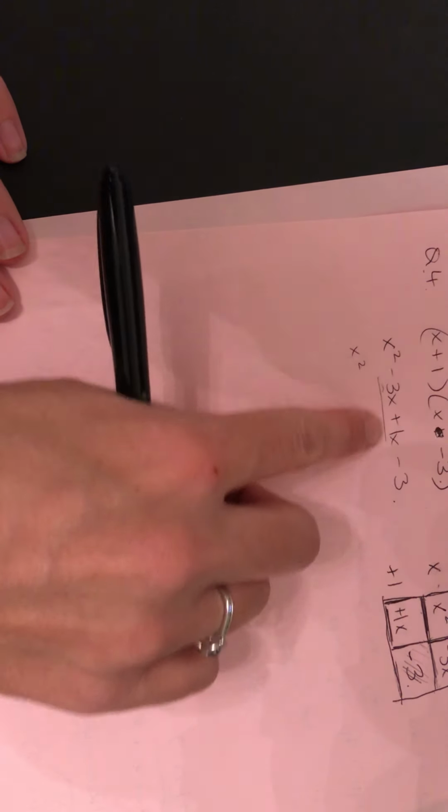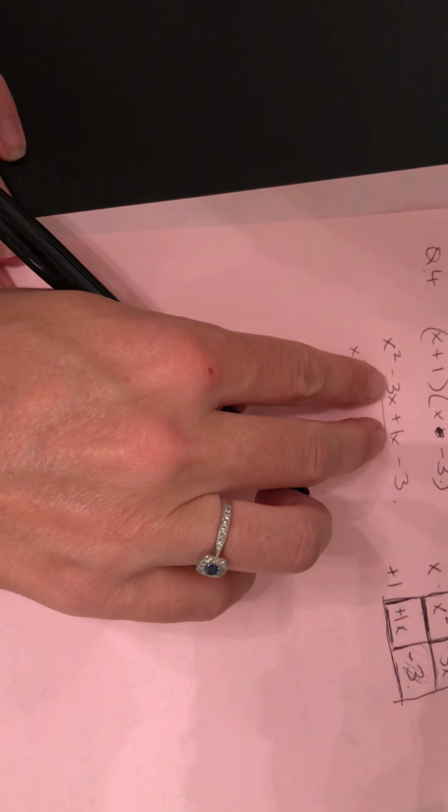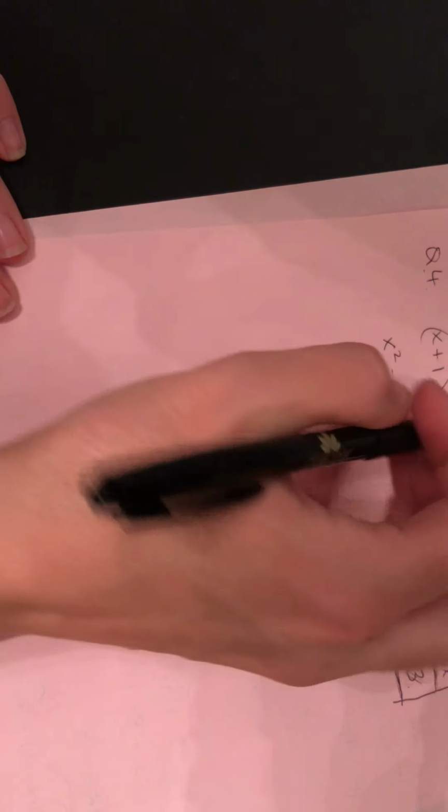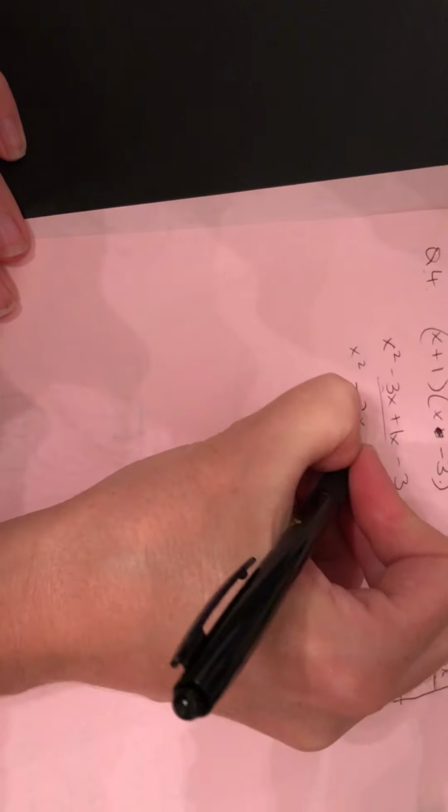Can I clean that up any further? Yes, I can. X squared, I have two things. I've done my multiplication. Is there any addition or subtraction? Yes, they're the same thing. I'm down 3 x's and then I get 1x. I'm still down 2 x's minus a 3. And that's as far as I can go. That's as simple as I can make it.